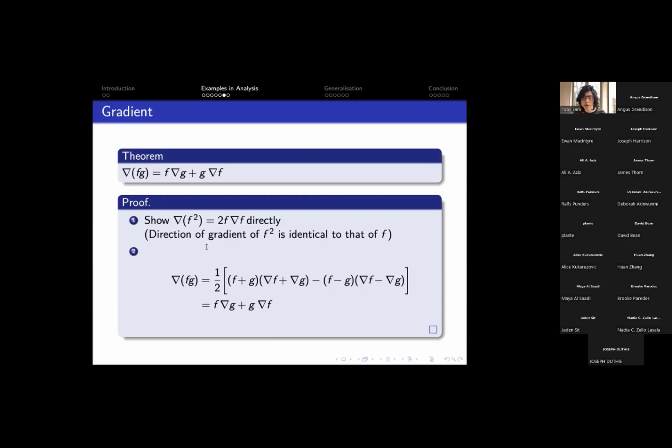But if you start off with the gradient of f squared, you can understand it better, right? What it's saying is that the direction of the gradient of f squared is going to be identical to that of f. And then you also want to adjust that by some scalar multiple, which is 2f. And that's kind of intuitive.